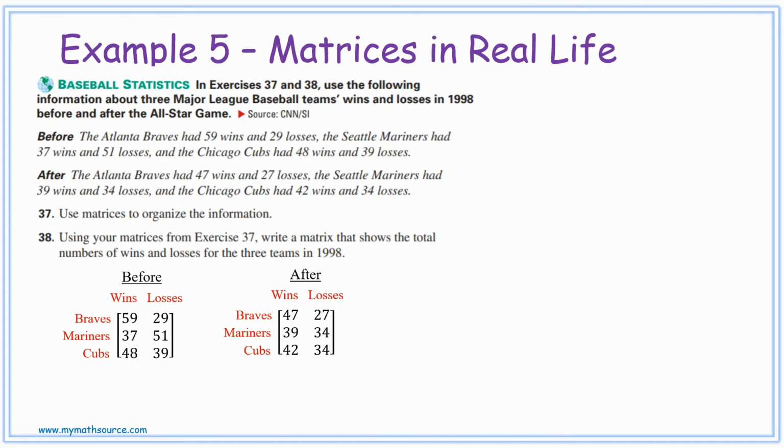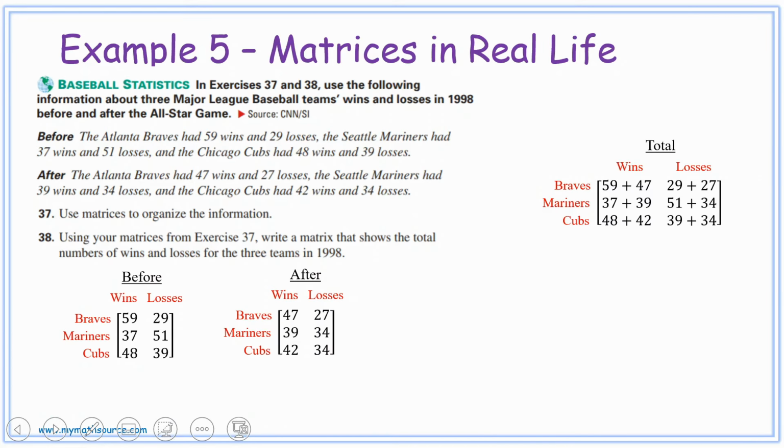Number 38 says, using your matrices from exercise 37, write a matrix that shows the total number of wins and losses for the three teams in 1998. Well, if you read that carefully, to find the total amount of wins and losses, we would have to add up the wins of the Braves and then the losses of the Braves, the wins of the Mariners and then the losses of the Mariners, and you get the picture. Now, we could do that very quickly with a matrix without losing our information or confusing the data.